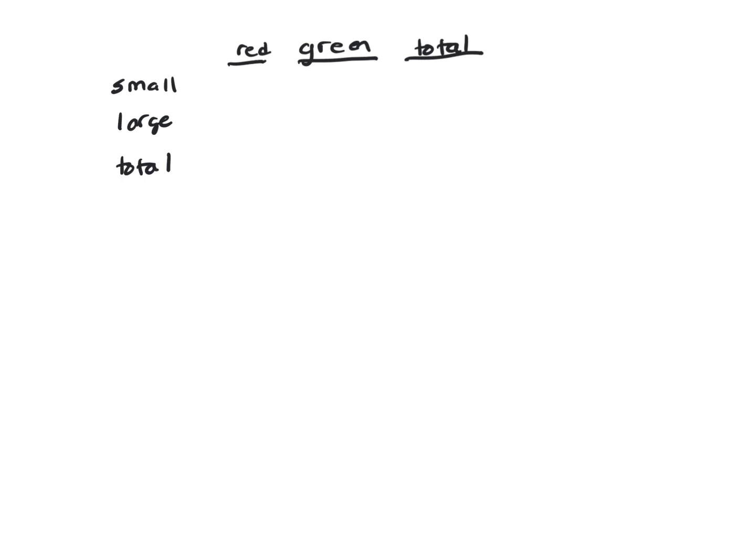We have a company that's producing a toy in either small or large size, and it only comes in two colors, red or green. For each size, small and large, there are equal numbers of red and green. So red and green for each size.